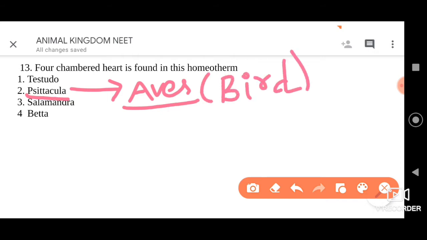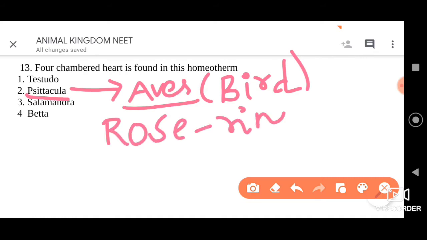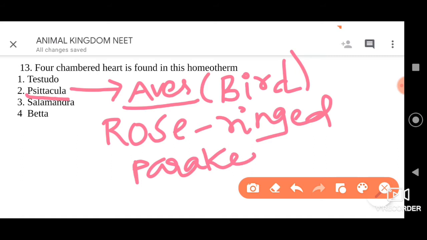What type of birds are included here? Rose-ringed parakeets. Rose-ringed parakeets are Psittaculas. So remember that. This is one more important aspect to note down.